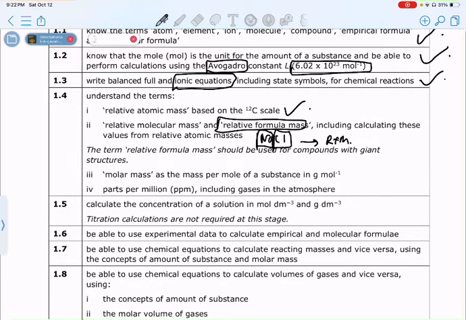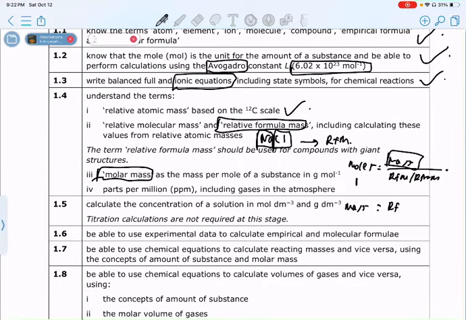The term relative formula mass should be used for compounds with giant structures. We'll get into that later, okay? Molar mass is the mass per mole of a substance. So when you're calculating the number of moles, you'll do moles equals mass over RFM or RMM, okay? The mass that will give you 1 mole, so the mass that is equal to the RFM or the RMM is equal to the molar mass, okay?